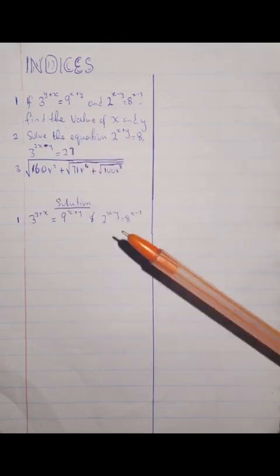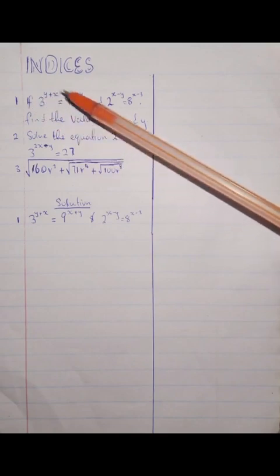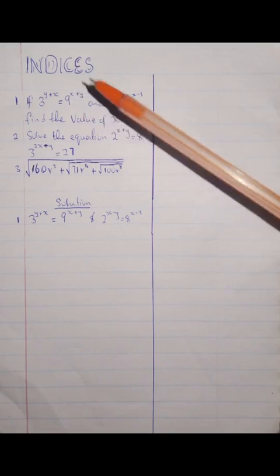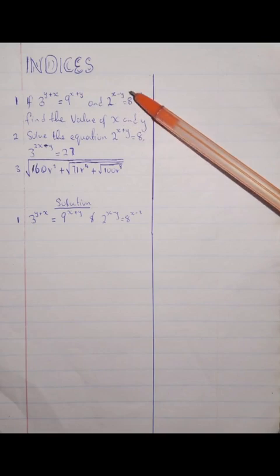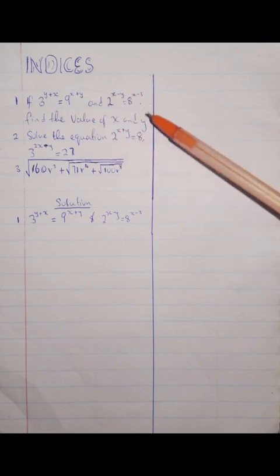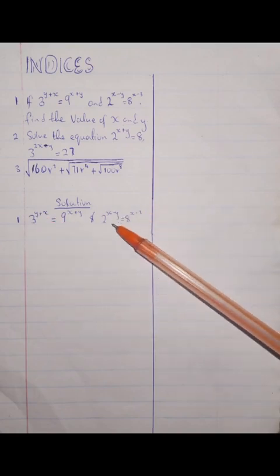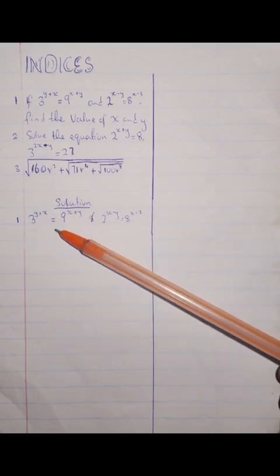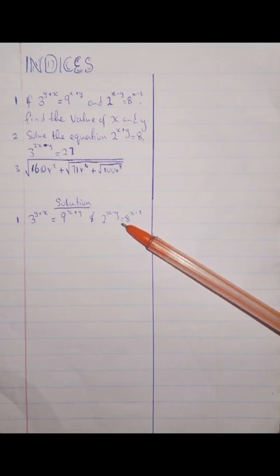So our question 1 gave us two terms. If 3 raised to the power of y plus x equals 9 raised to the power of x plus y, and 2 raised to the power of x minus y equals 8 raised to the power of x minus 3, find the value of x and y. So they gave us two terms, this and this. So we'll start by solving for this. After we've solved for this, we'll solve for this, then we'll know the next thing to do.